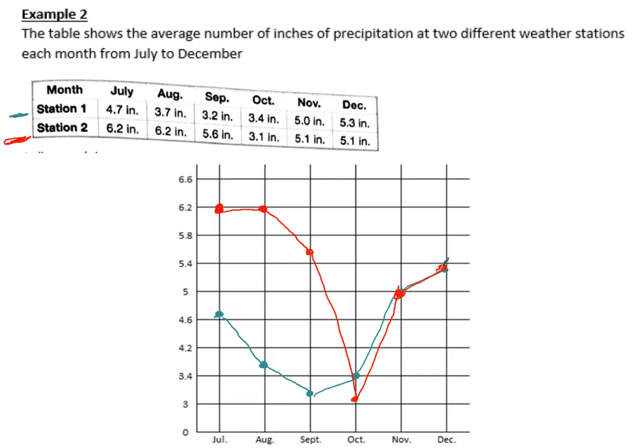Okay, so that just kind of shows the general trends. Notice that the station 2 is mostly higher, but in October, that's when it has the biggest decrease. And in the blue one, it tends to stay pretty steady. Okay, so you can now go on and watch the next video on how we are going to use scatter plots.